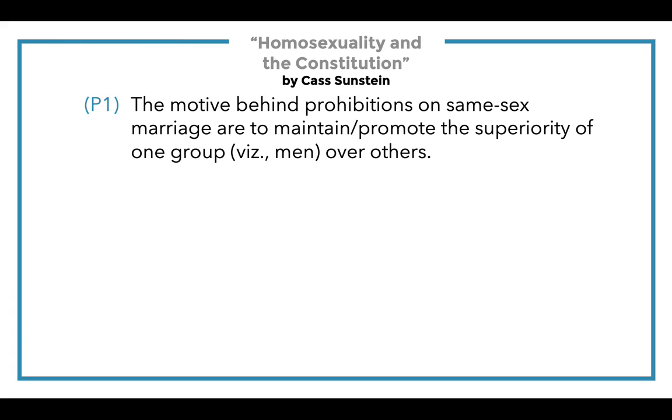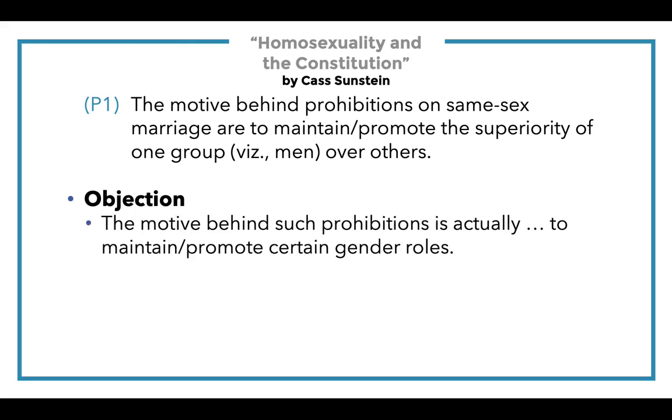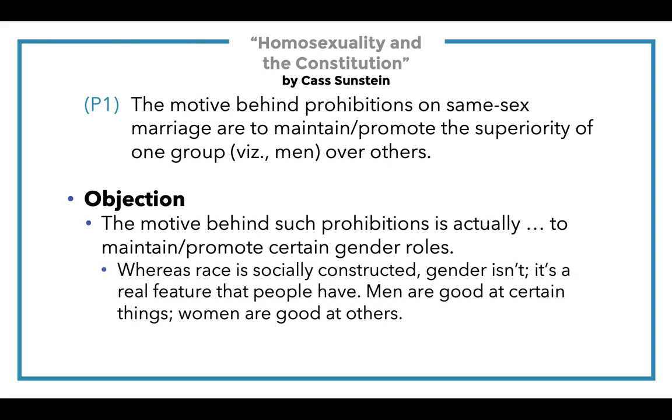Okay, so let's talk a little bit more about this premise. In particular, let's look at an objection. Right? So for Sunstein, he says the motive behind these laws is to maintain or promote the superiority of one group, namely men, over others. But maybe you think the motive is actually different. Maybe it's to maintain or promote gender roles, and not so much superiority of one group over another. Would that be any better? I'm not sure, right? So you might think, no, preserving gender roles is just as problematic because it turns out that the roles that men play are more prestigious or something than the ones that women play, so there's still a kind of problem. Women aren't getting equal protection. But let's say, maybe there's something to this.